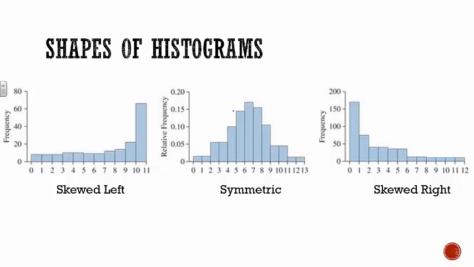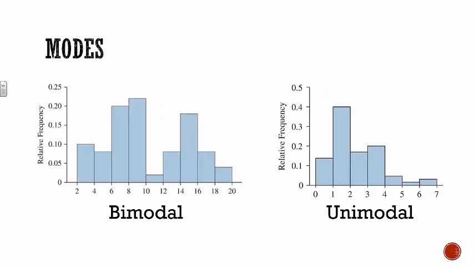Hopefully it does. All right, we also can describe our histograms by their modes. We have two types of modes. The first one is bimodal, where you have two modes. What I mean by modes are the actual humps of the graph. So I have a hump here and I have a hump here. Because I have two humps, we call this bimodal, two modes. Whereas here I only have one major hump in my data, and so we call that unimodal.